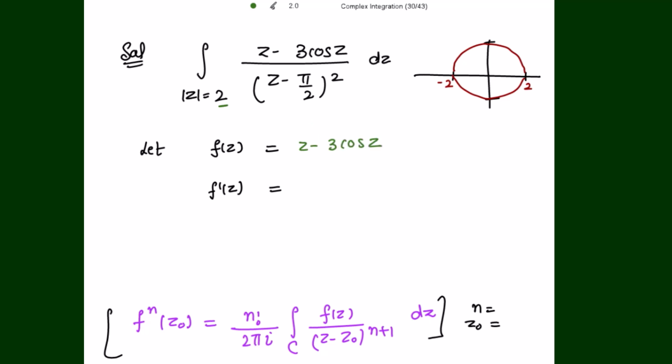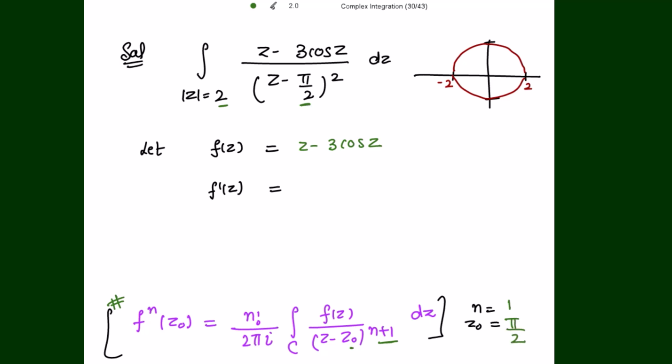And because I am having the power of the denominator as 2, I have to apply the second Cauchy integral formula for this. It is written over here; I'm just revising the formula. The nth derivative of f(z) at z0 equal to n factorial over 2 pi i integral of f(z) over (z minus z0) to the power n plus 1 dz. Now here the power is 2, so from here we get n equal to 1. And z0 is pi by 2.